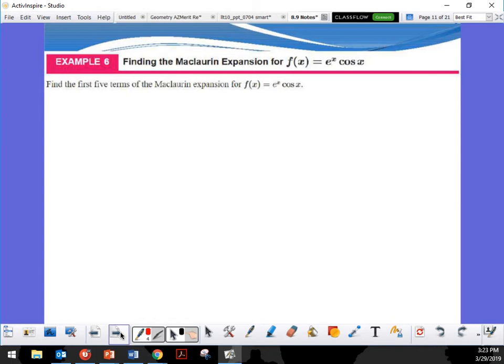Okay, first 5 terms. So what does that mean? What am I going to need to do the 5 terms? The 5th derivative, right? So I need 5 derivatives to do this, right? So I have the function, it says first 5 terms. Because when we do it normally, we would eliminate anything that would be 0. Yeah, and we get the pattern off the rest, right?